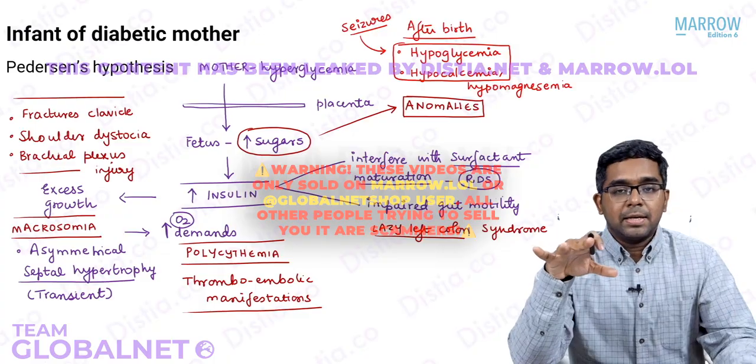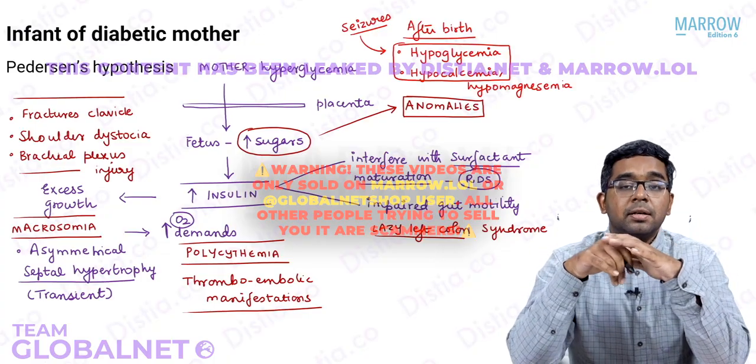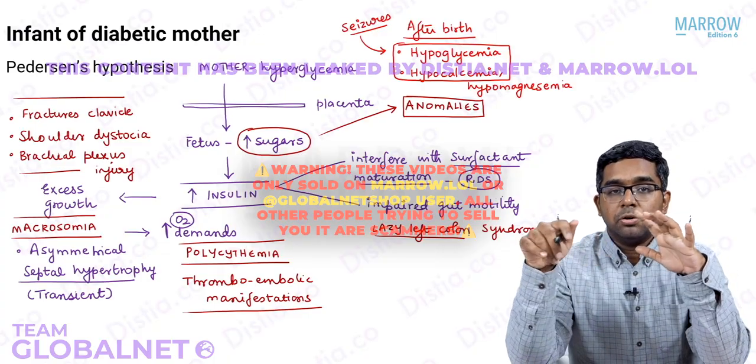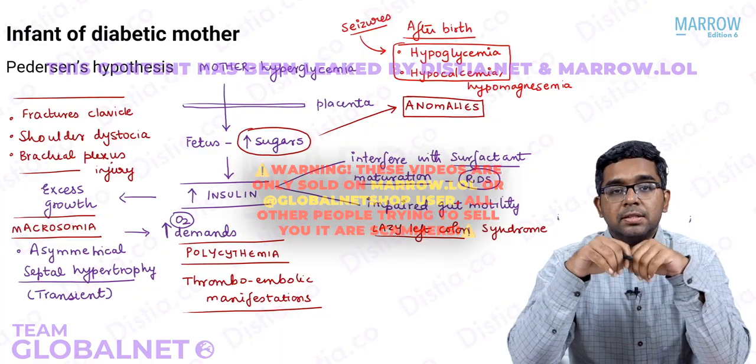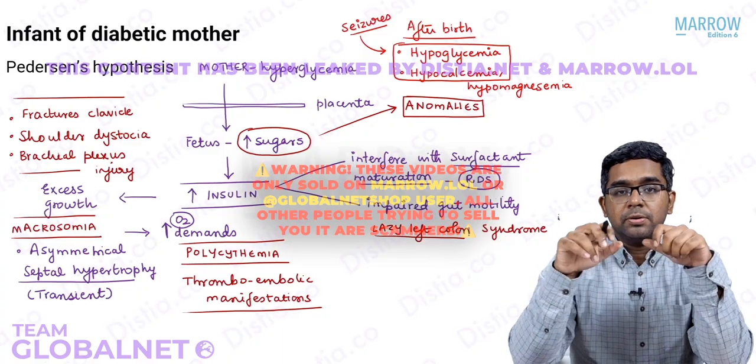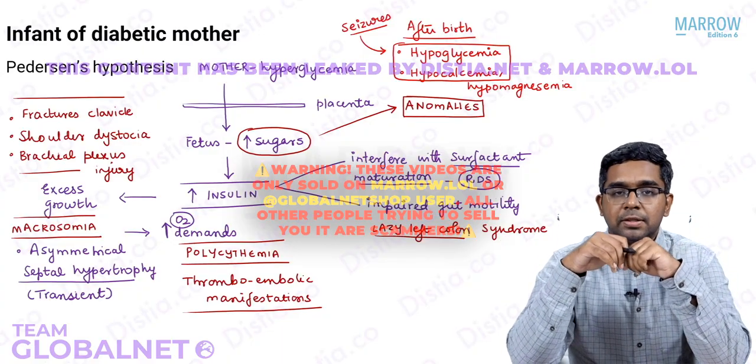So this slide summarizes the important manifestations of a baby born to a diabetic mother. So with this, I am completing the module on neonatal hypoglycemia and infant of diabetic mother.